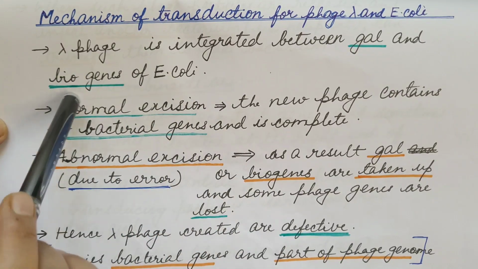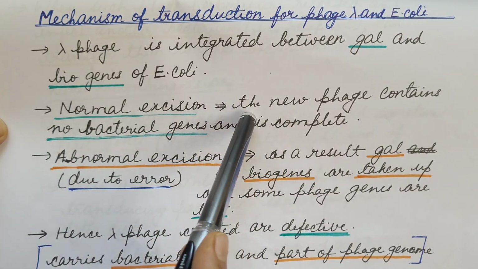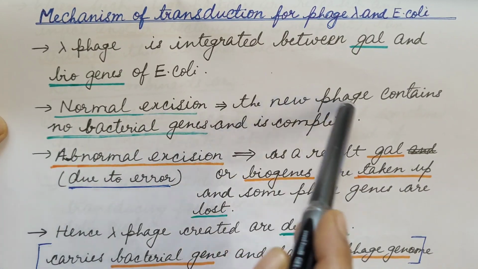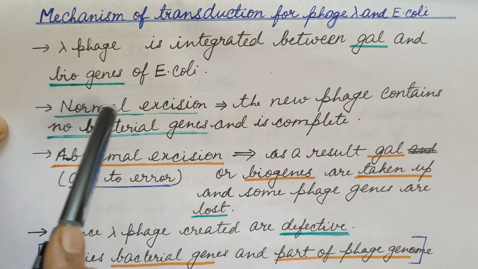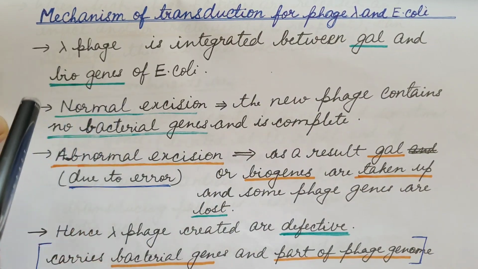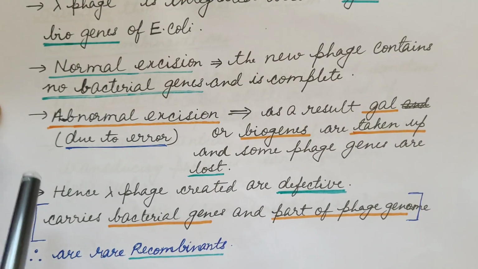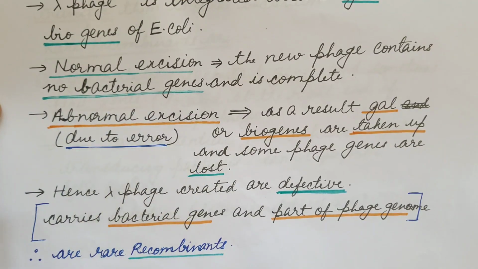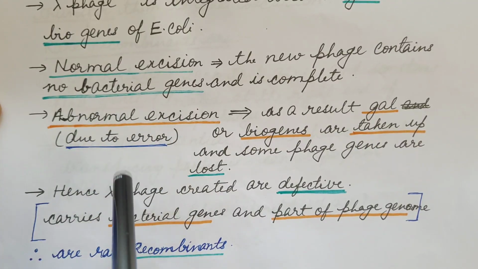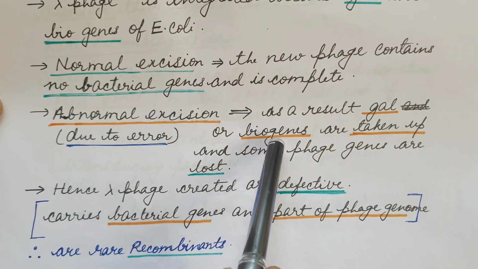In most of the cases, normal excision takes place, as a result of which the new phage contains no bacterial genes and it is complete, because the entire phage DNA is excised from the bacterial genome. In rare cases, abnormal excision occurs, and this occurs due to certain errors. So in this imprecise or abnormal excision, what happens?